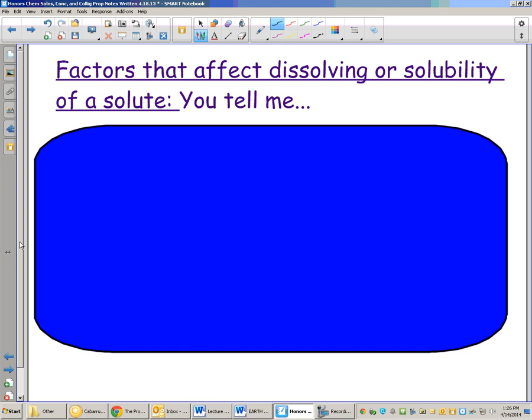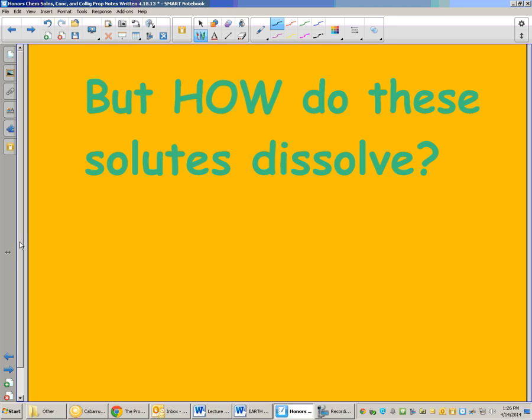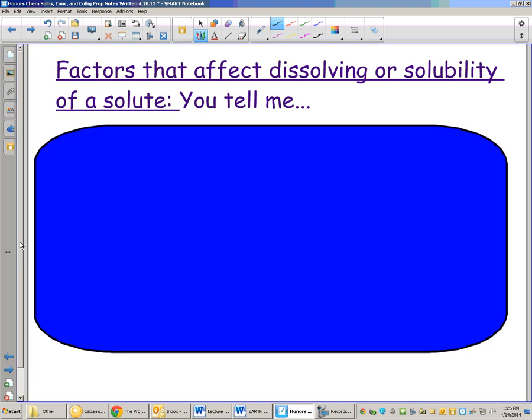Okay, so I want you to tell me why some things dissolve and how or why it does it. Okay, so factors that affect dissolving ability or the solubility. So a lot of times when we use the word dissolving, we're talking about solubility, which is how much it dissolves or how fast it dissolves. So if you're at home and you're making sweet tea or Kool-Aid or whatever, what do you do? You stir it. Okay, so that's one thing. What else? You heat up the water, the salt. Okay, what else?